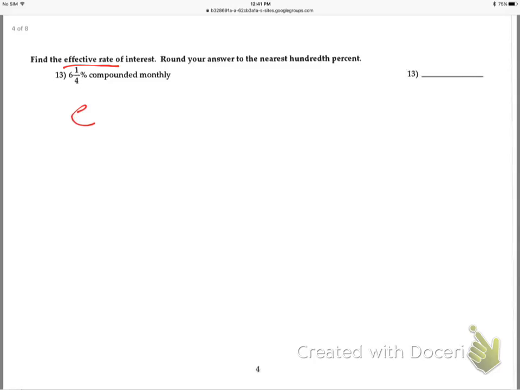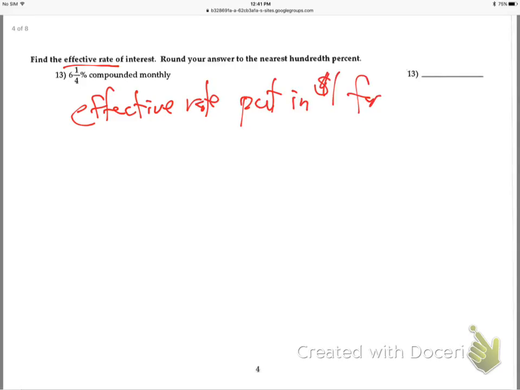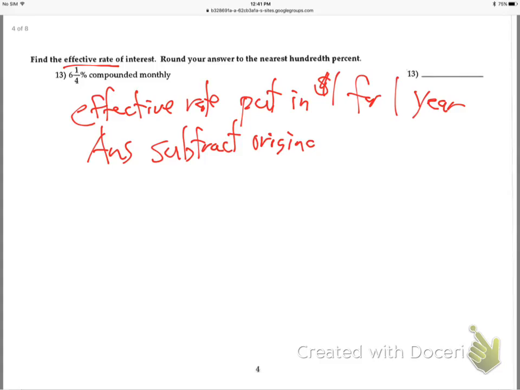Remember, for effective rate, there will definitely be one effective rate problem. Put in $1 for 1 year, and then take your answer and subtract the original dollar. So 6 1/4, I would just change it to a decimal: 6.25%, since a quarter is 0.25. Which formula do I use, the PERT or the other one? The other one, because it's compounded monthly, not continuously.